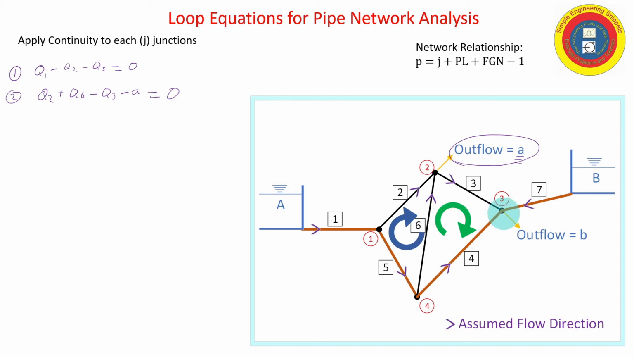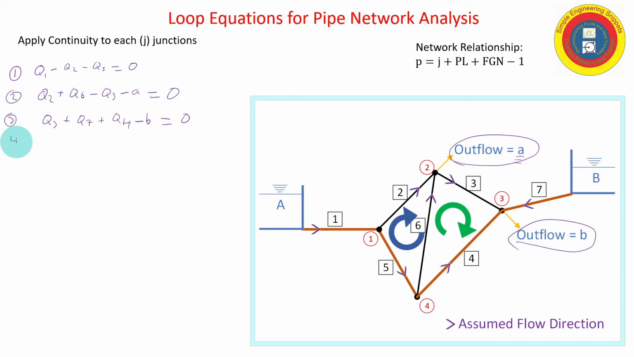Now let's do the similar type application to node 3. You see how we're doing this. So I got flow coming in from pipe 3, so that's Q3, plus flow coming in through pipe 7, plus flow coming in through pipe 4, as I guessed it, and I've got, again, an external demand labeled as small case b, so minus b, and set that equal to 0.